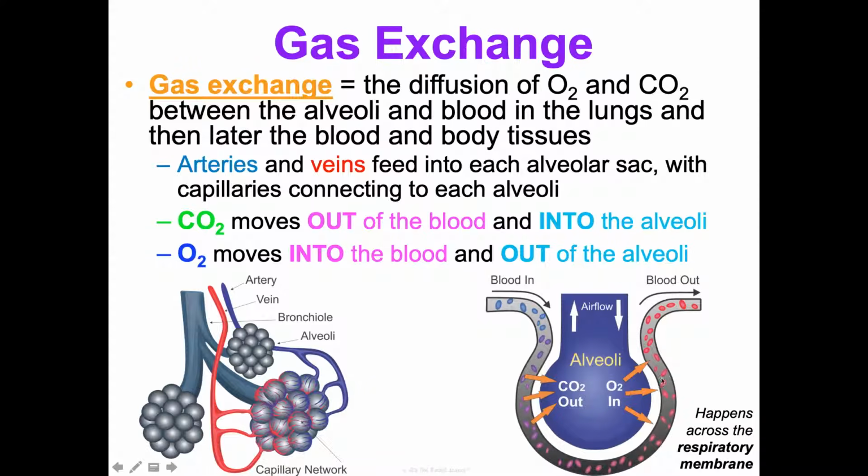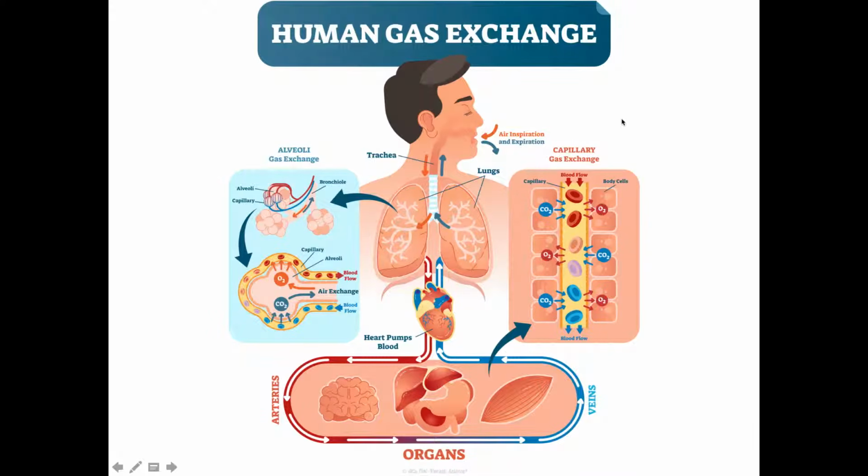And this is all happening. It's crossing something that's referred to as the respiratory membrane. So I like this picture too. It could be a little bit complicated of a diagram, but I like how it's showing everything in the whole body. It's connecting the cardiovascular system and the respiratory system. So let's start up here.